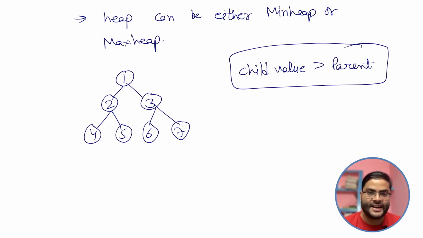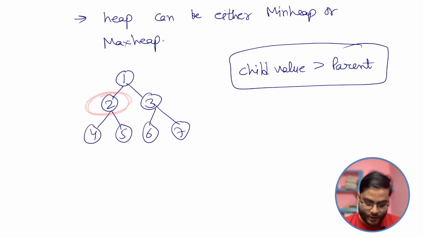So let's start traversing the tree. In this tree, 2 is a child of 1, and 2 is greater than 1, right? Now come to the right. 3 is a child of 1, and 3 is greater than 1. Okay, so child value is greater than parent. Now come to the next level.